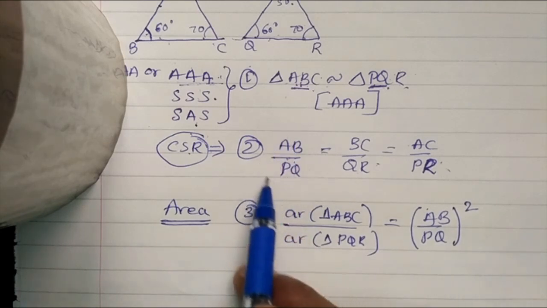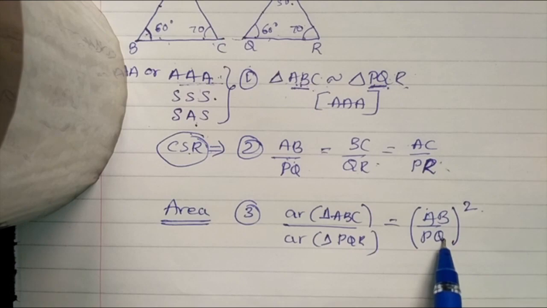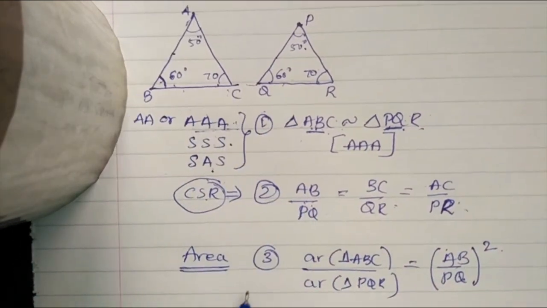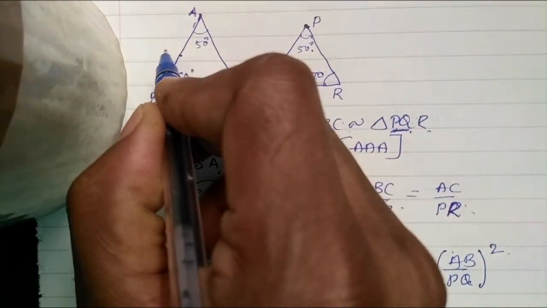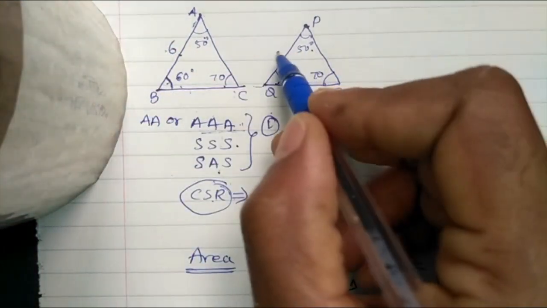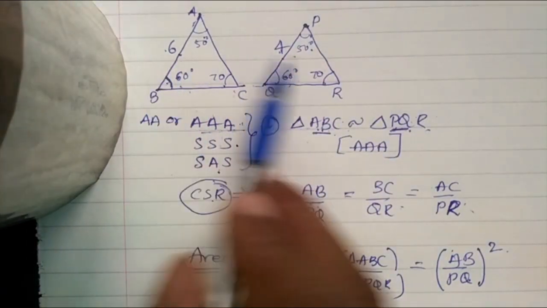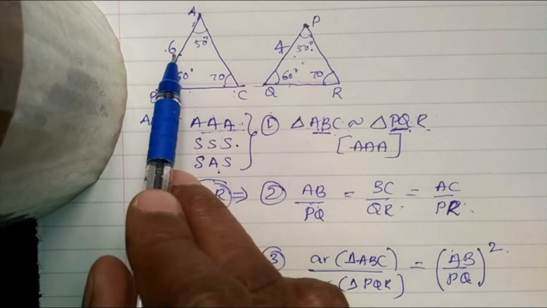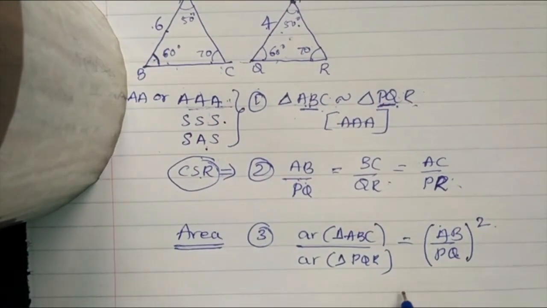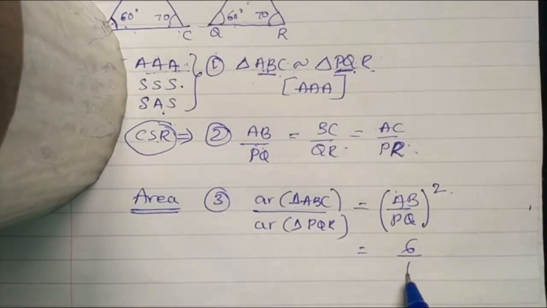If you take the corresponding sides ratio and square it, the answer you obtain is equal to the ratio of the areas of both the triangles. Suppose in this triangle, one of the side lengths is 6 centimeter, and in this triangle, one of the side lengths is 4 centimeter. These two triangles are in the ratio 6 by 4. This triangle side is 6, this triangle side is 4.